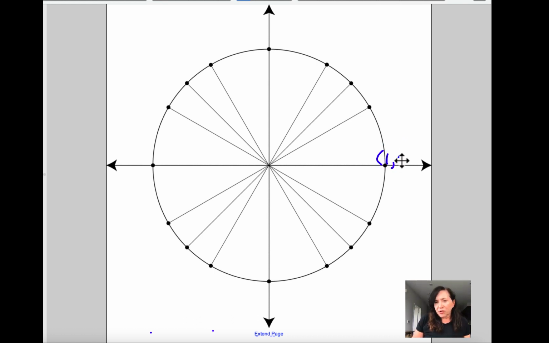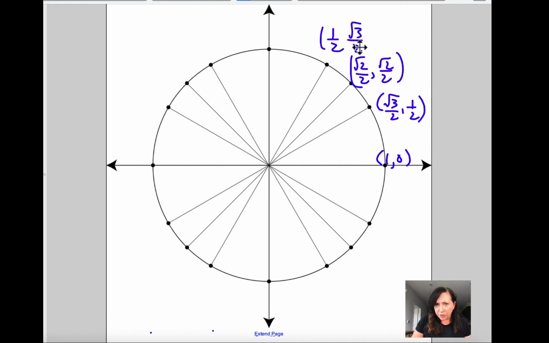Remember, this is (1, 0) for our point on a unit circle. This point right here is going to be (root 3 over 2, 1/2). This point is (root 2 over 2, root 2 over 2). And this point right here is going to be (1/2, root 3 over 2).